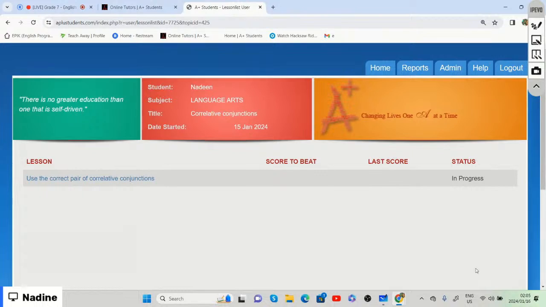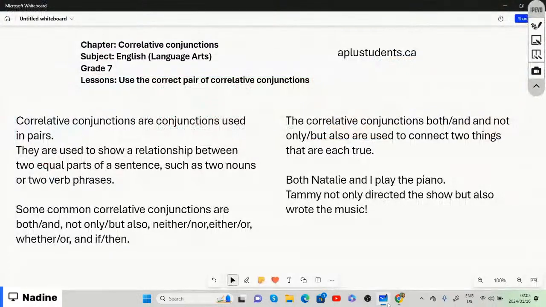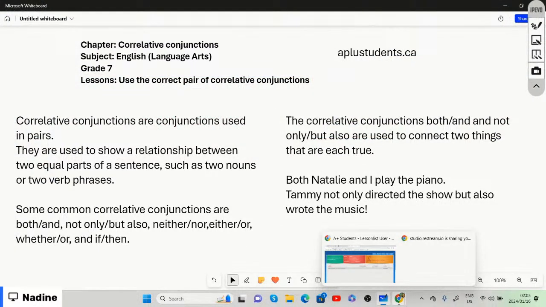So our chapter is correlative conjunctions. Our subject is English language arts, grade 7. And the lesson that we are going to be focusing on under the chapter of correlative conjunctions is to use the correct pair of correlative conjunctions. And we're basically going to find out what correlative conjunctions are.